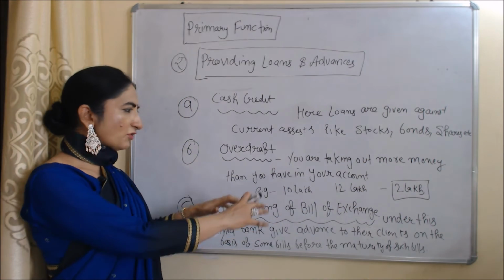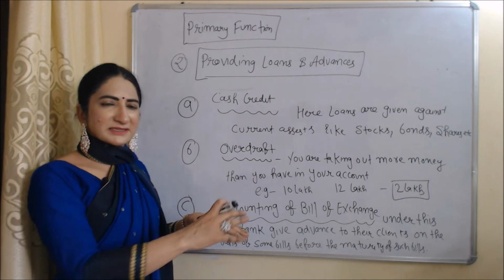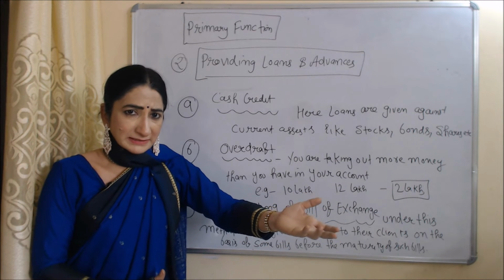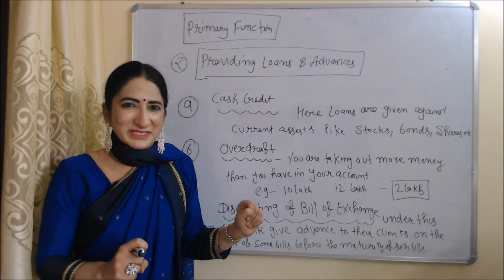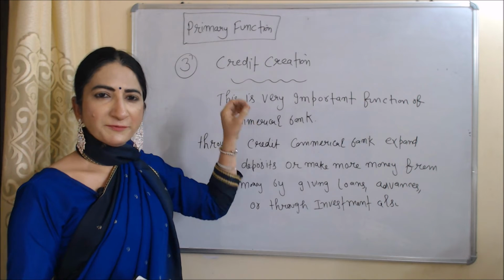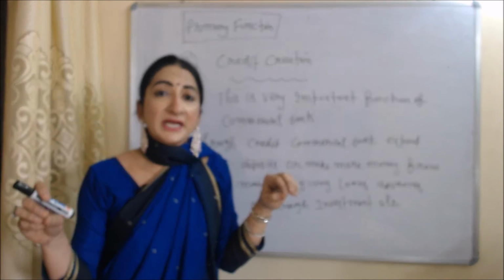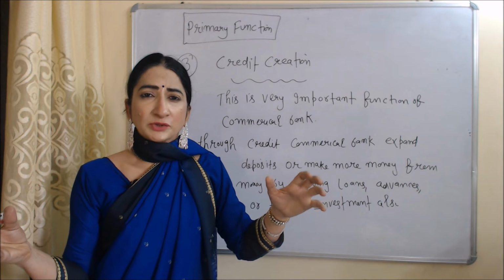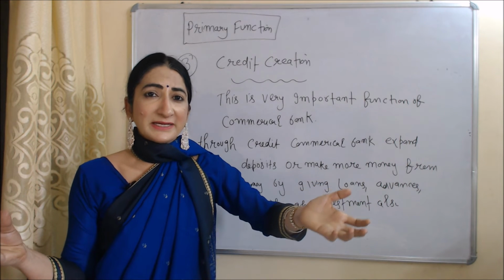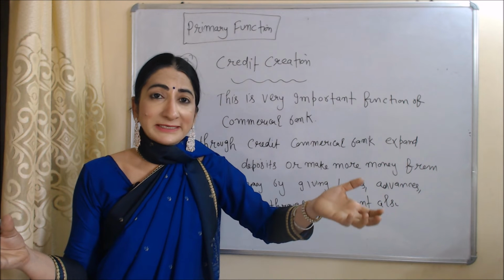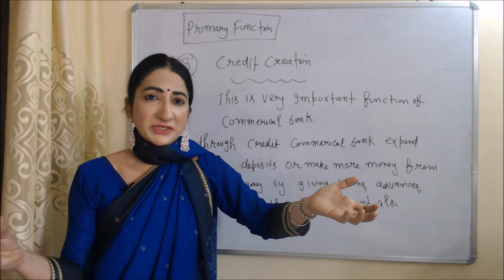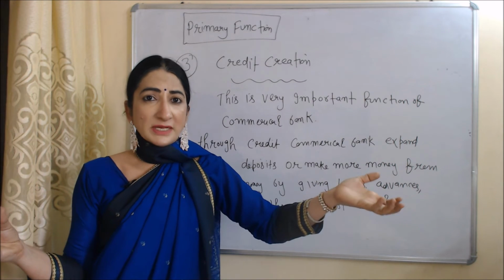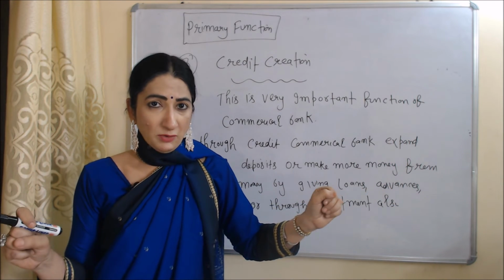Next is discounting of bill of exchange. Under this method, bank gives advance to their client on the basis of some bills before the maturity of these bills. Next primary function is credit creation. Credit creation is the most important function of commercial bank. Through credit creation, commercial banks expand deposits, or we can say that commercial banks make more money from money by giving loans, advances, or doing investment also.